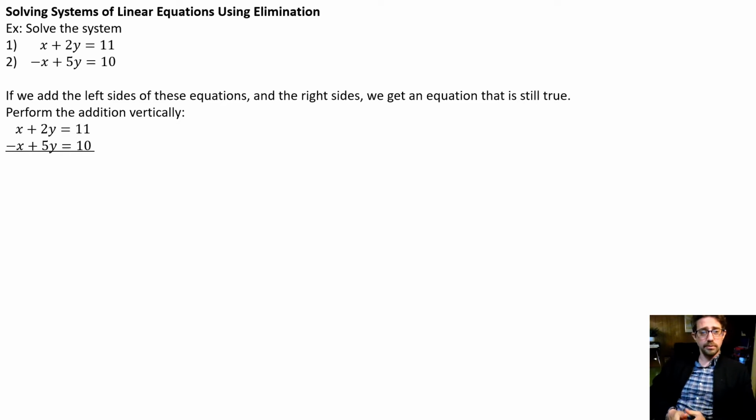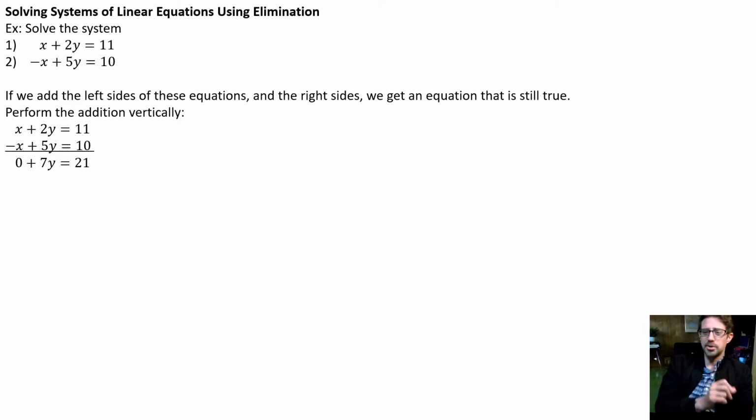Okay? So you take your x plus 2y equals 11, and you take your negative x plus 5y equals 10. Now everything's lined up. The x's are lined up with the x's, the y's are lined up with the y's, and the constants are lined up with the constants. So just add everything. 11 plus 10 is 21. 2y plus 5y is 7y. x plus negative x is 0. And that's the key. We got rid of x. And another word for that is elimination. So we eliminated x because we had a negative x and a positive x.